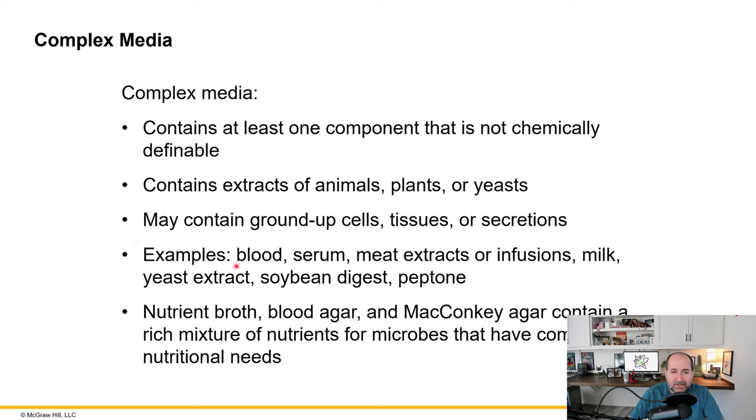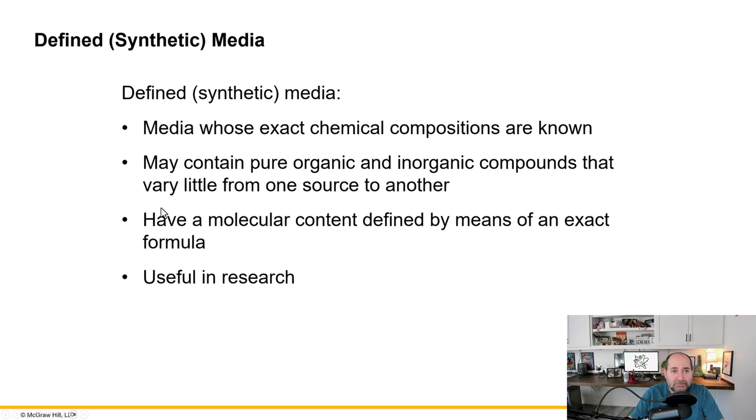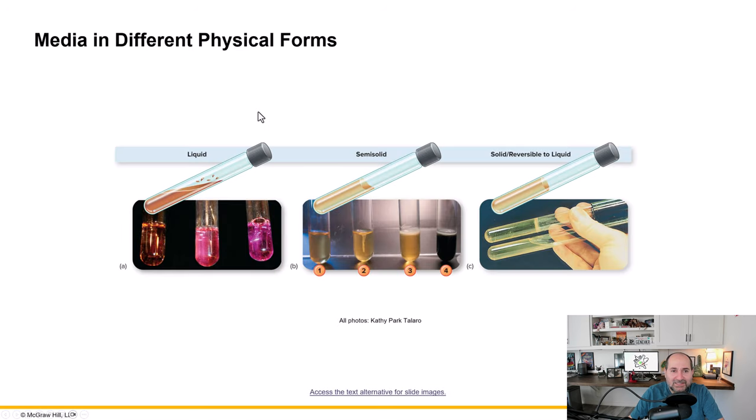So for example, if I have a blood media where I've mixed blood into the plate, or I have a serum media, or meat extract or infusion, milk media, yeast extract, most of our plates and broths are TSA or TSB, trypticase soy. So we have soybean digests, we have peptone. These types of things have ingredients that we're not totally sure about. So most of the media in the lab is complex because we don't know the exact chemical makeup, the exact ingredients in that media. Does that make sense? But if we did make our media from scratch, knowing every single amino acid we added, the exact salts and sugars to the gram that we add, then that would be a defined or synthetic media.